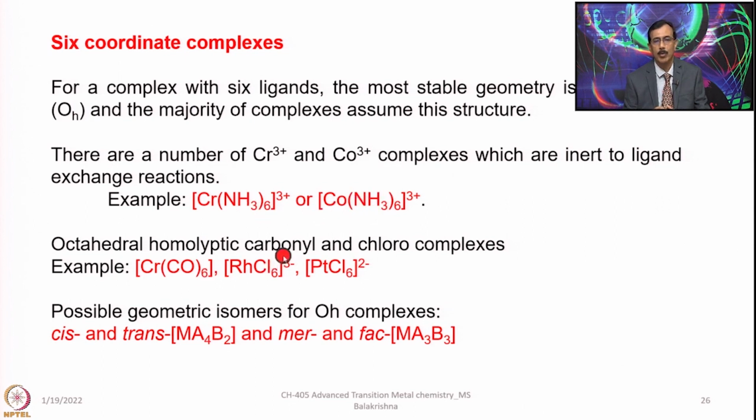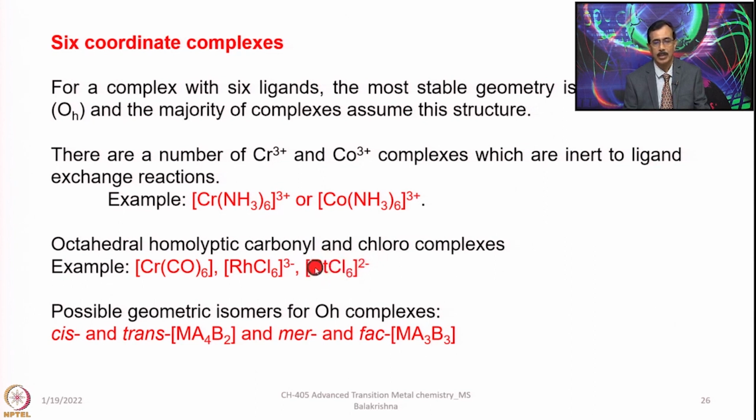Octahedral homoleptic carbonyl compounds and also chloro compounds are quite well known. For example, chromium hexacarbonyl, molybdenum hexacarbonyl, tungsten hexacarbonyl, iron pentacarbonyl. These are all examples of homoleptic carbonyls, and in all these carbonyl complexes the metals are in their zero valent state. And this is an example for rhodium in the +3 state, hexachlororhodate 3-, and also this is hexachloroplatinate 2-.